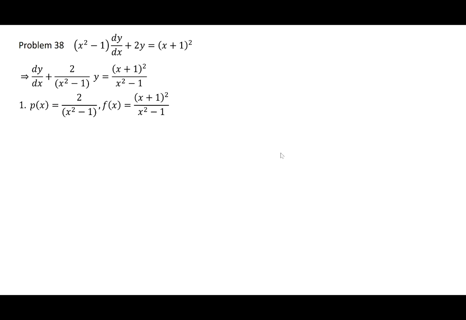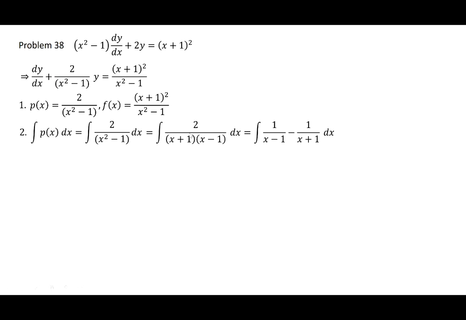Divided throughout by that, identified p of x and f of x. Integral of p of x. I think that's why I picked this one. So the question is, how do you integrate this guy? You integrate this by doing partial fraction decomposition. So to do that, first factor this x squared minus 1 as x plus 1 times x minus 1. And then that splits into 1 over x minus 1 minus 1 over x plus 1.